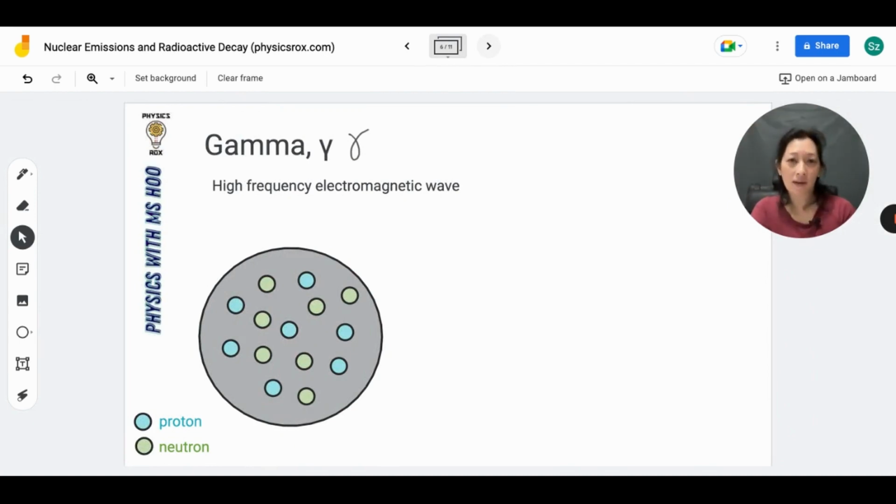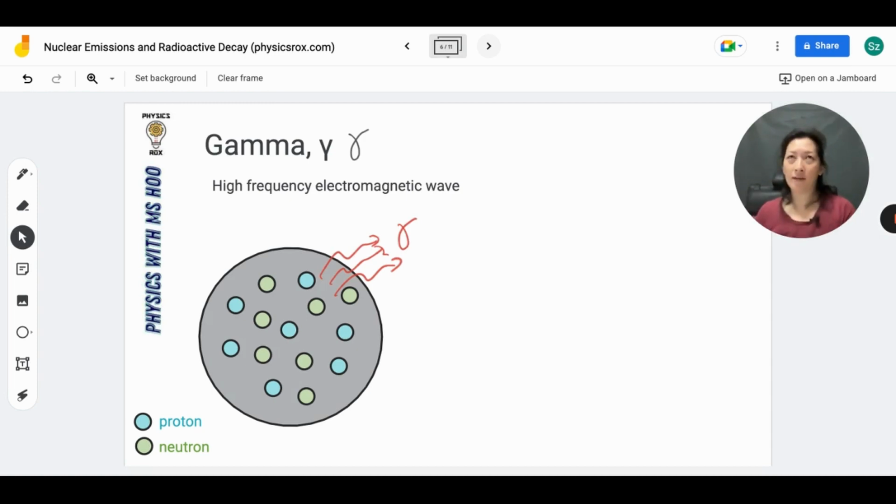So if gamma doesn't have any particles, there's no mass, there's no proton, there's no neutron. So what's going on here? That means if you have a radioisotope that releases gamma rays, it is just releasing gamma radiation in the form of very high frequency electromagnetic waves. There are no particles that are being emitted over here.